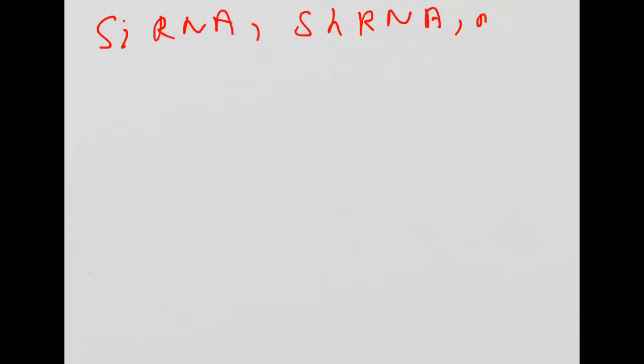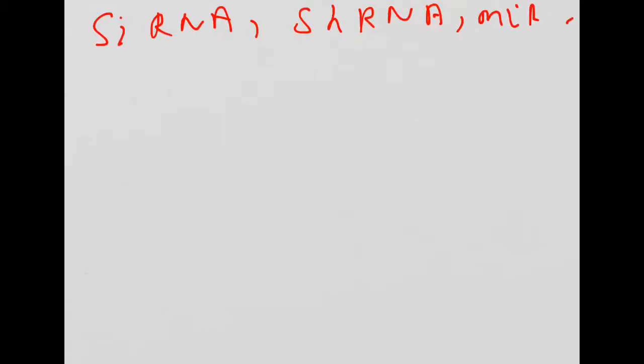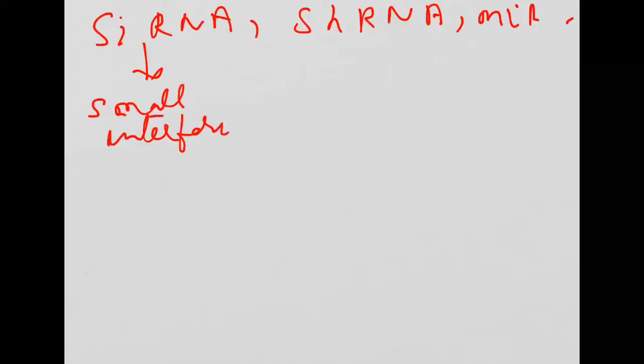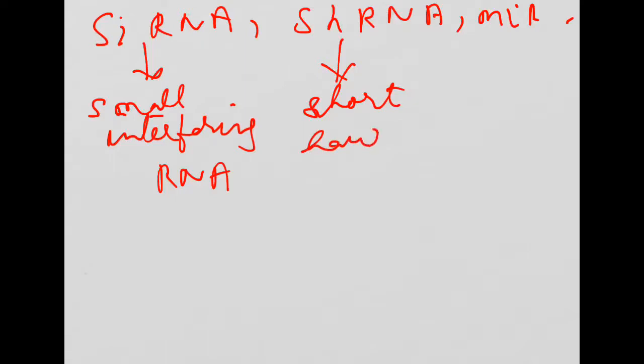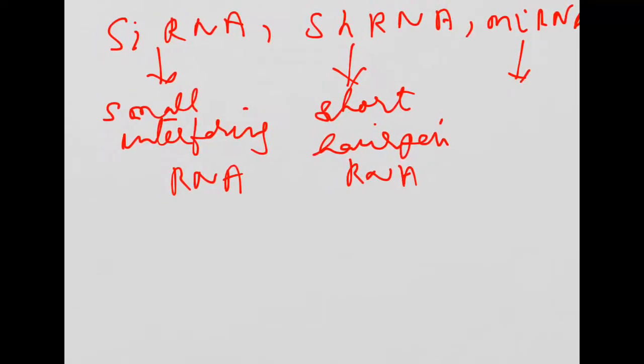Hello everyone, in this video we will talk about siRNA, shRNA and miRNA. That means siRNA means small interfering RNA, shRNA means short hairpin RNA, and miRNA means microRNA.